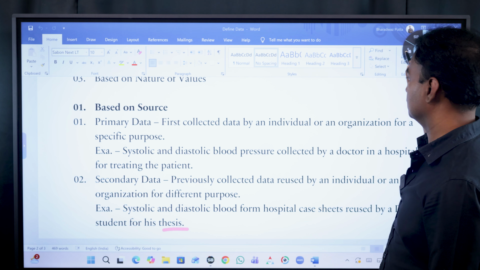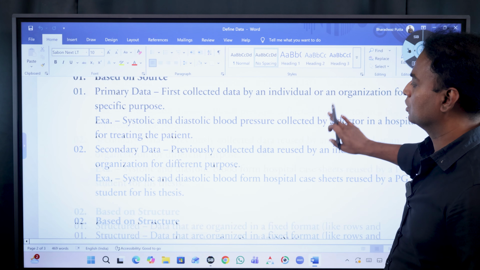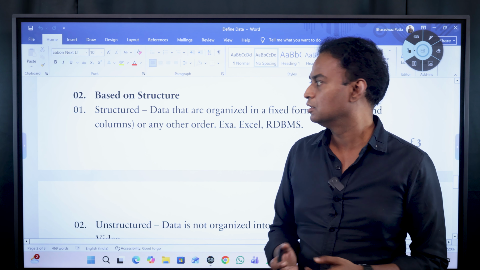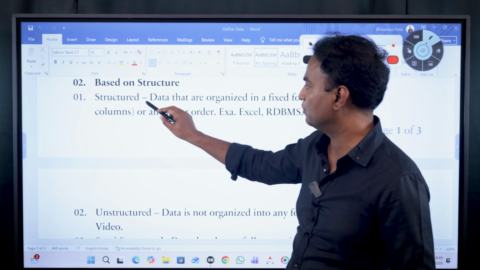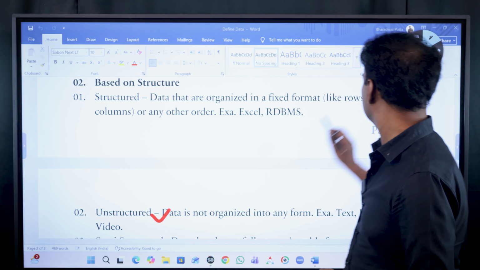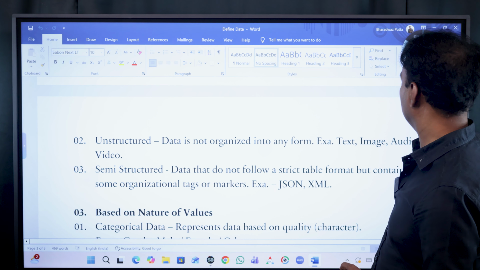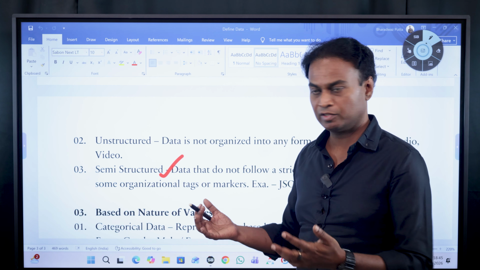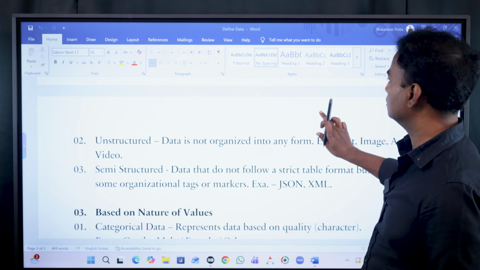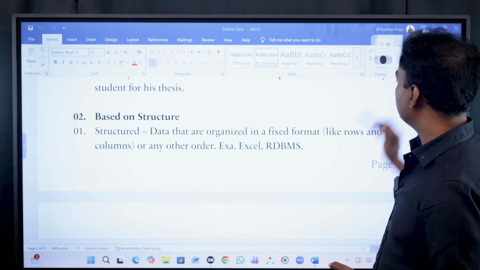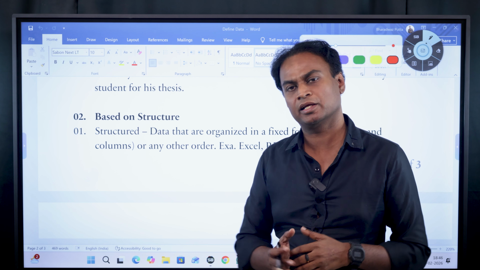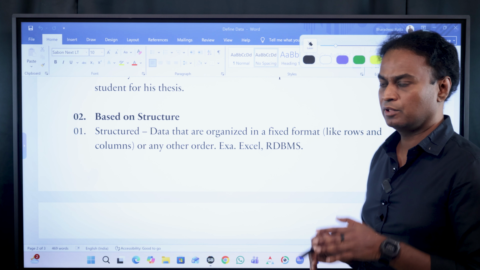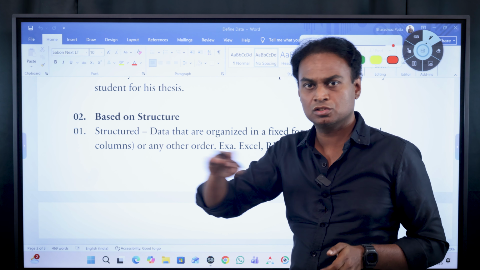This is important here. What is the next way of classifying the data? Based on the structure, how the data is organized. Based on structure, data can be classified into structured data, unstructured data, and semi-structured data. This is important. This is a technical concept everyone has to understand. So what is structured data? First, data that is organized in a particular format, any format it can be. Normally when you take an Excel spreadsheet, right, the data is arranged in the form of rows and columns.